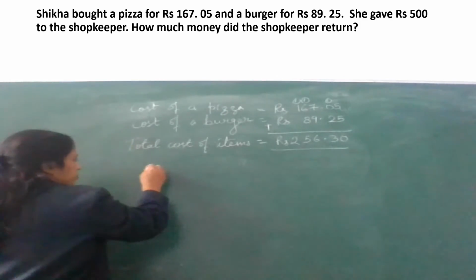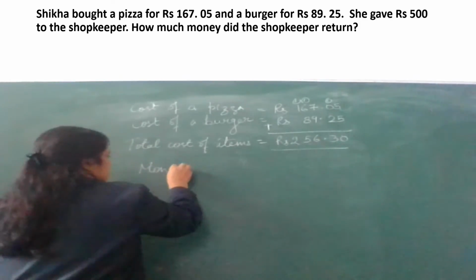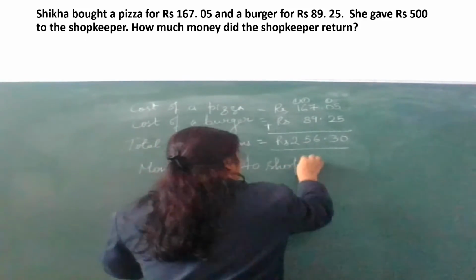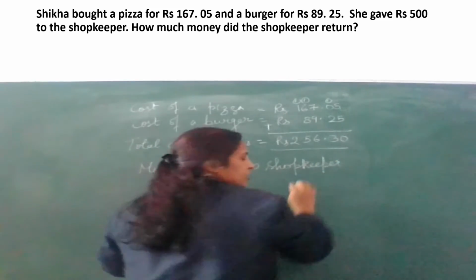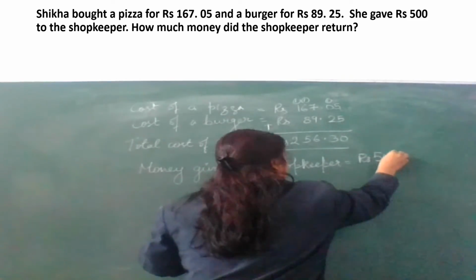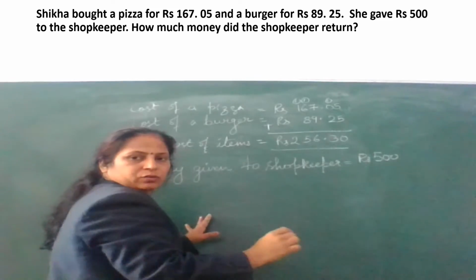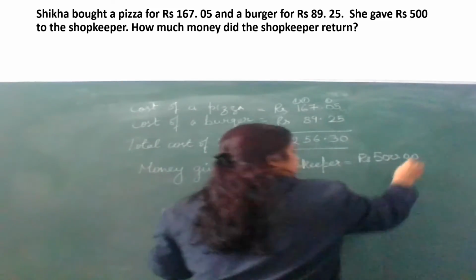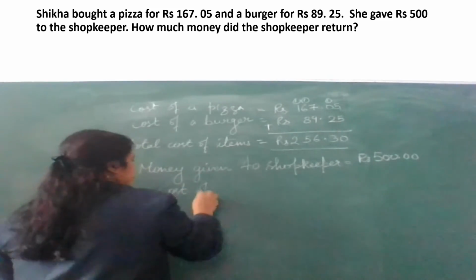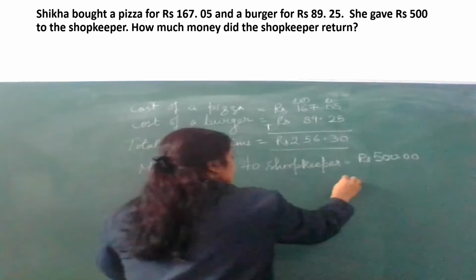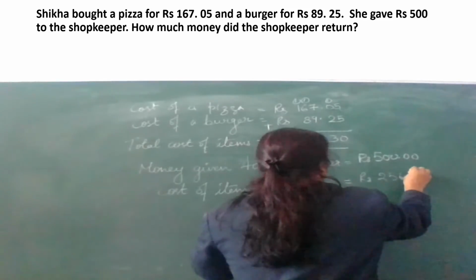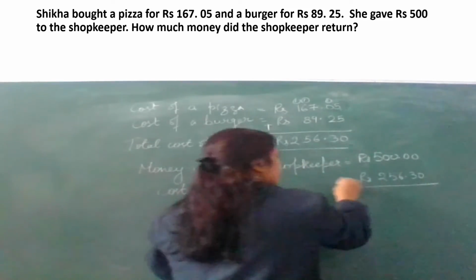Then she gave the money to the shopkeeper. Money given to the shopkeeper. What was the money given to the shopkeeper, children? That was rupees 500. There is no paisa, so put points in the paisa column. Now the cost of the items she purchased, the bill, is 256 rupees 30 paisa. This you have to subtract.